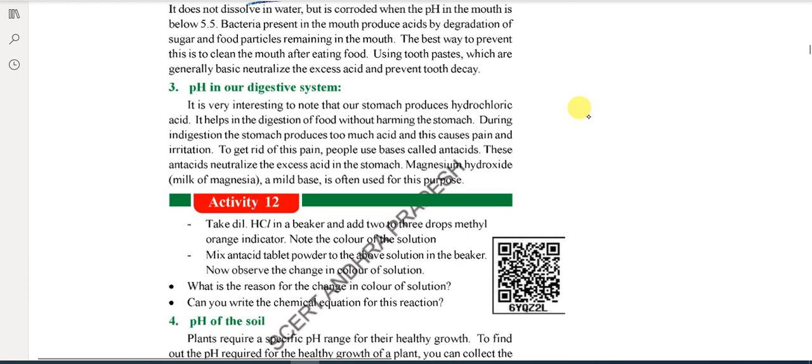Next, the digestive system. In the digestive system, which acid is produced? Hydrochloric acid. And for neutralization, antacids. To get rid of pain, people use bases called antacids. Antacid tablets are okay, or Digene tablets. Antacid has a mild base.